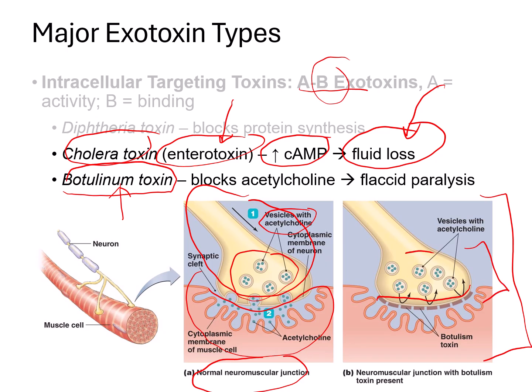The A subunit is going to act as a protease, and that's going to break down proteins that are normally involved in the neuron's release of acetylcholine. So the result is that acetylcholine is not released and there is no muscle contraction. So botulism toxin or botulinum toxin results in flaccid paralysis, where you cannot contract your muscles.